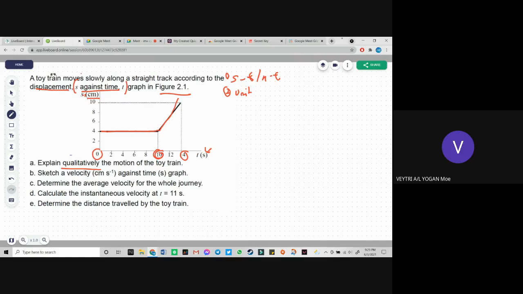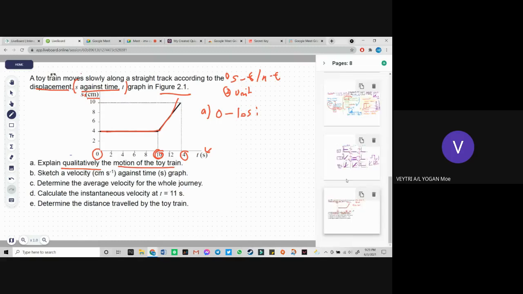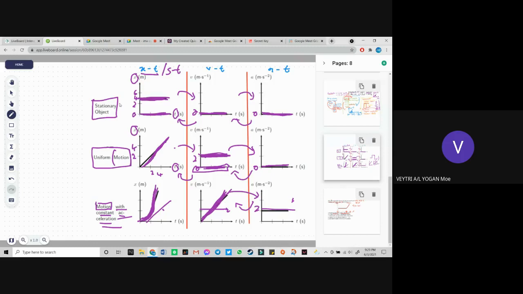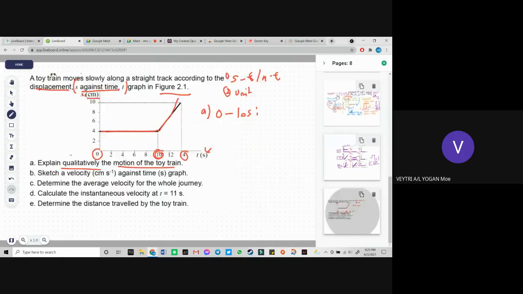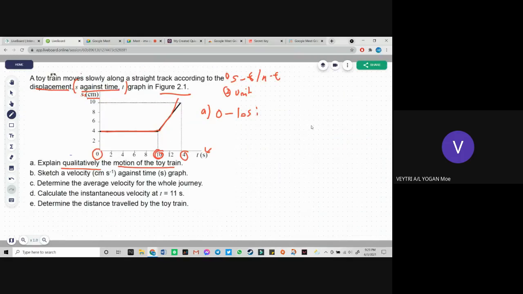Okay, let's answer question number 1 first. Explain qualitatively the motion of the toy train. How do you want to answer this? Okay, the answer will be, just write like this, 0 to 10 seconds. It is a displacement over time graph, right? Just now we learned, if the displacement over time graph is flat, what does it mean? Stationary object. That's why over here you have to write 0 to 10 seconds, because the object does not move, so we call it at rest.